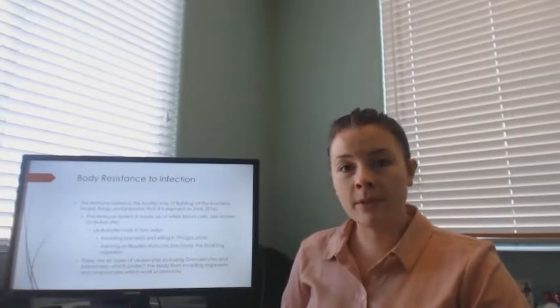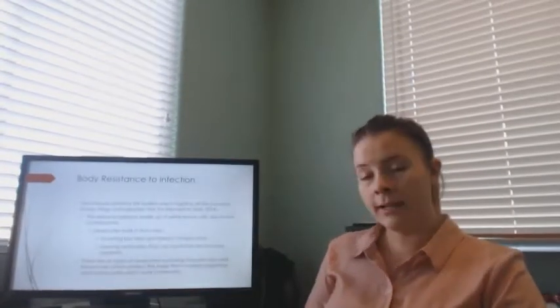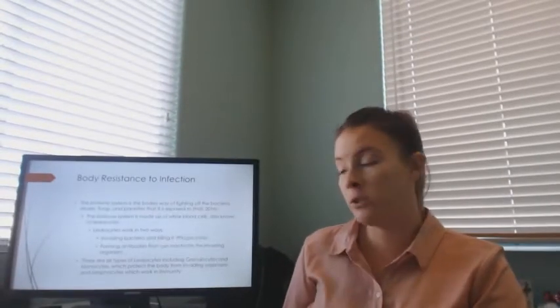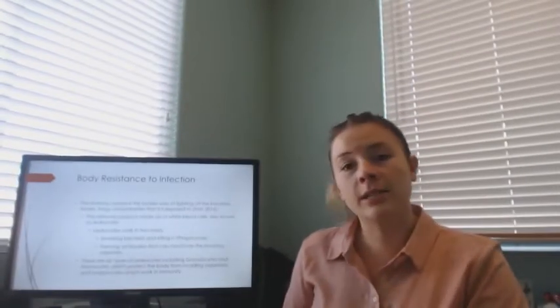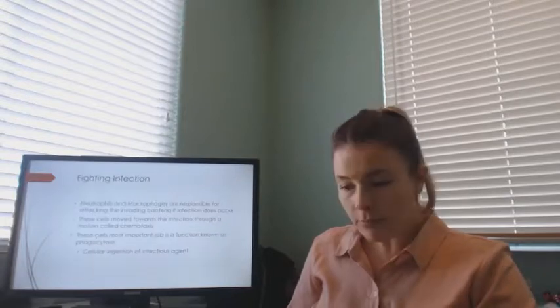There are 6 types of leukocytes. A few mentioned here are granulocytes and monocytes, which protect the body from the invading organisms coming in the first place. And then there's lymphocytes, which work on the immune process. And those cells are what go out to fight off the infection when it enters the body.